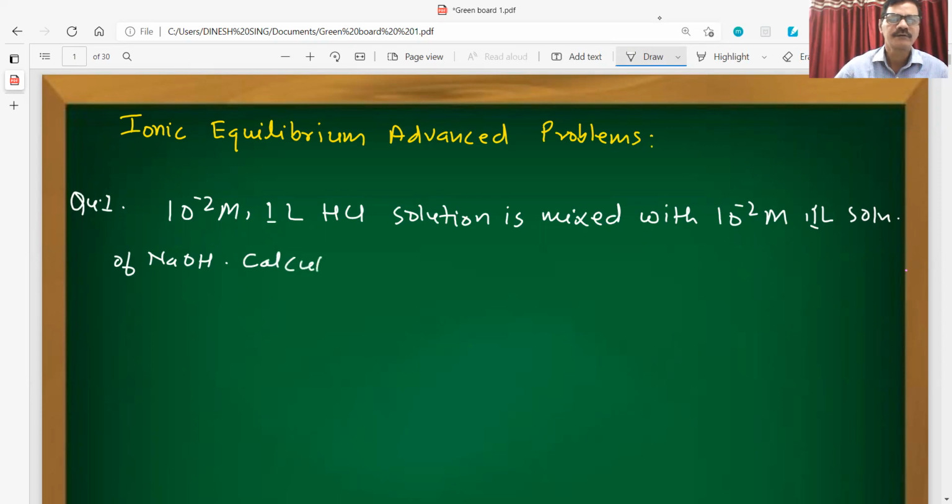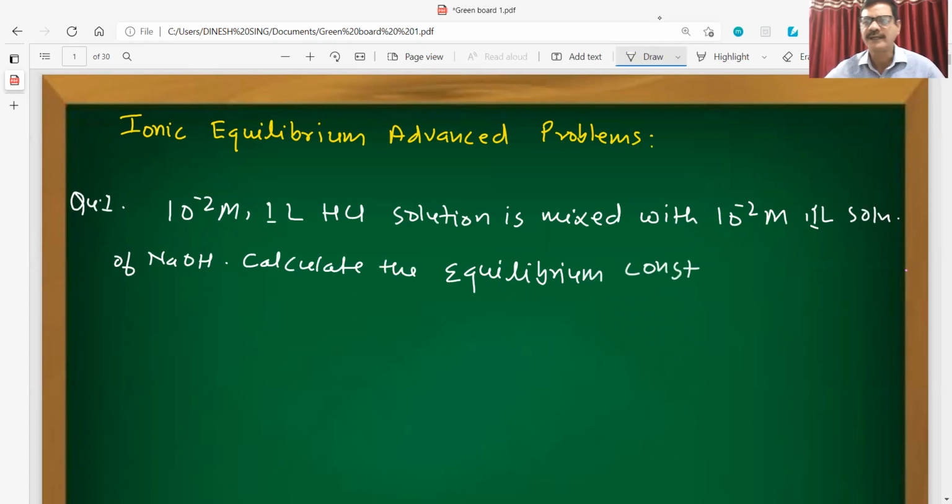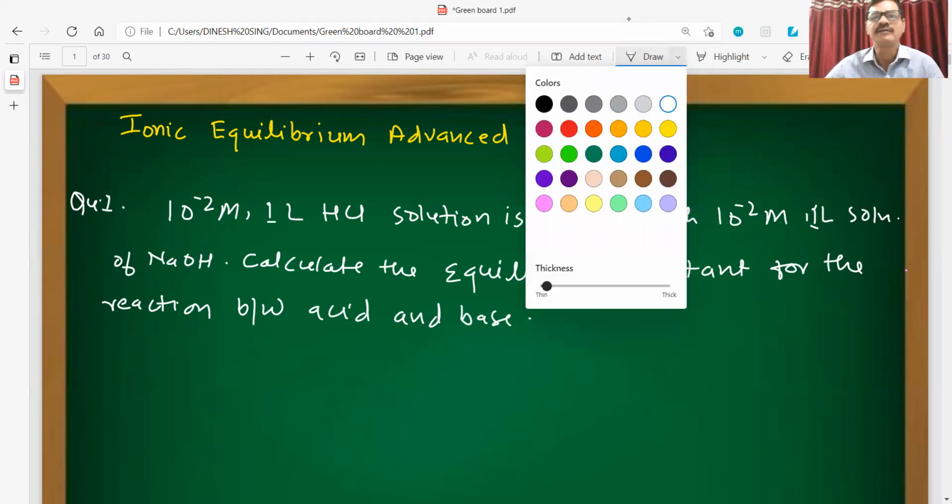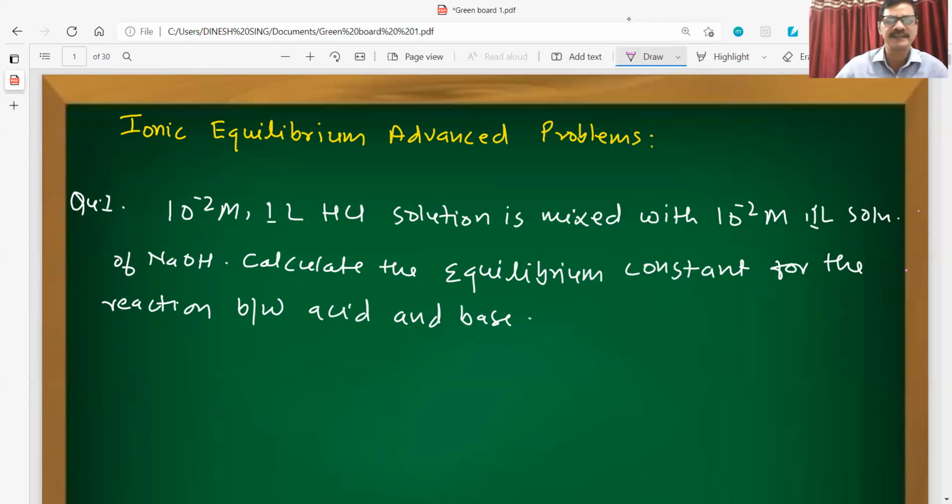Calculate the equilibrium constant for the reaction between acid and base. So this is the problem. If you see, everybody will tell, okay, the equilibrium constant will be 1 or something like that. They can say that because both are strong acid and base.